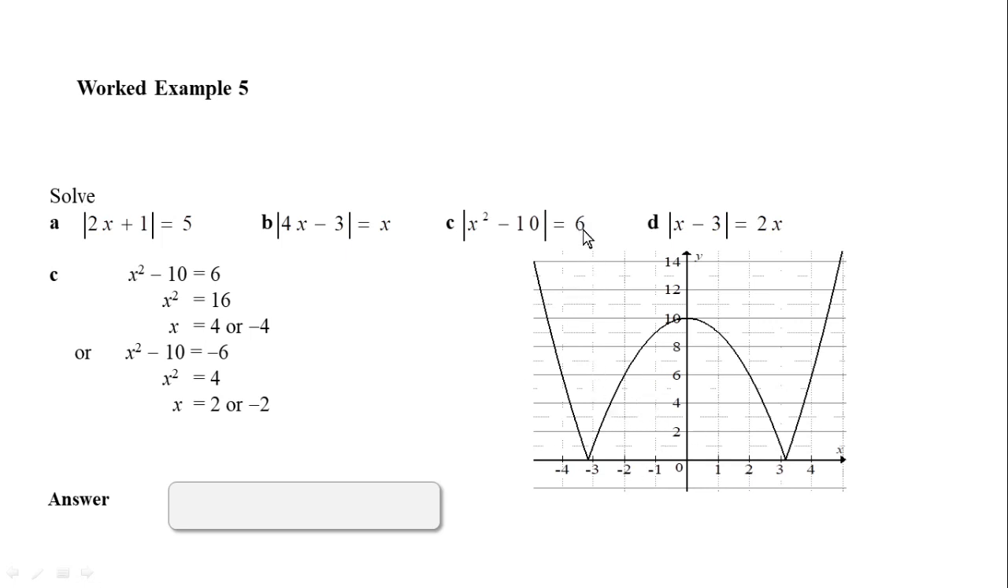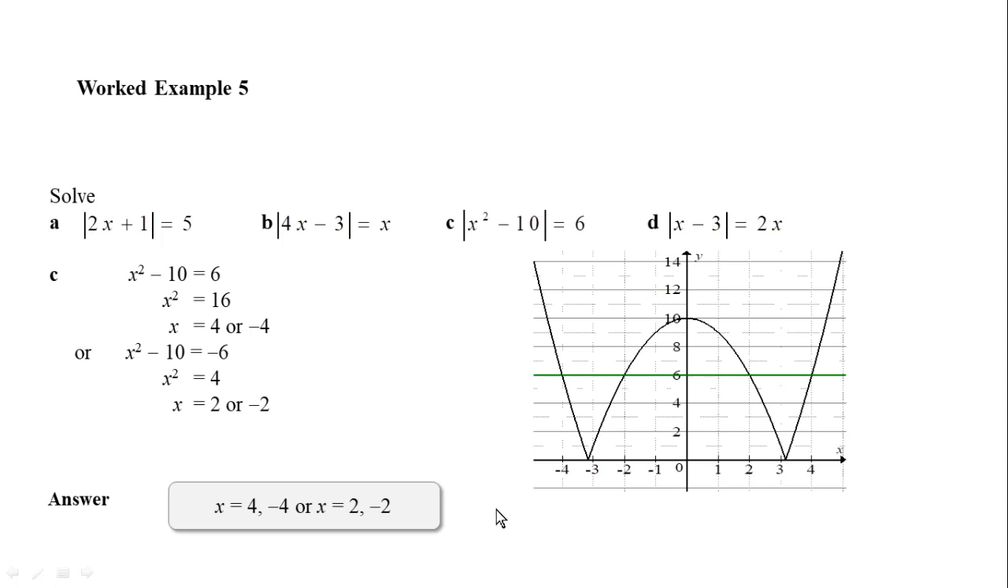Next, if I draw y is equal to 6, what are the solutions? y equals 6, and you see that green line? There are intersection points between the green line and the graph of the modulus of x squared minus 10. One is this point, where x is negative 4. The next is this point, where the value of x is negative 2. Then this one positive 2, and this one positive 4. So these are the intersection points that will give you the answers. x is equal to 4 and negative 4, or x is equal to 2 and negative 2.